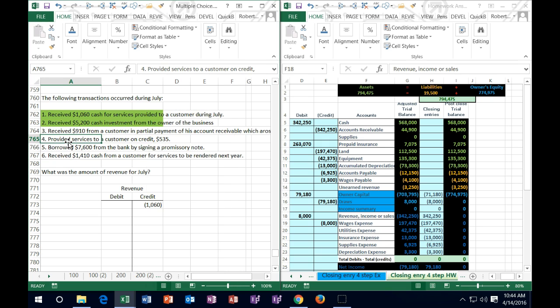Number 3 says received $950 from a customer in partial payment of his receivable. All right, so is cash affected? Yeah, we received cash, so we're going to debit cash. What are we going to credit? Well, again, did we do the work today? I mean, it's from a customer, so we probably earned it at some point. However, in this case, we earned it in the past. We received money for work that was done in the past.